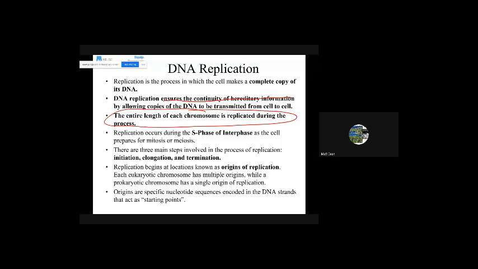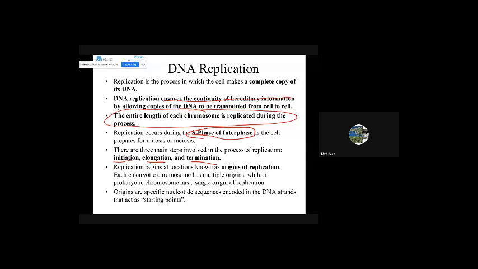Replication happens during the S phase of interphase. So it happens before mitosis or meiosis gets started. It happens in 3 main steps: initiation, elongation, and termination. Now, those are sort of man-made divisions of the process, but it's a good way to think about it. And we'll talk about those 3 steps as we go.